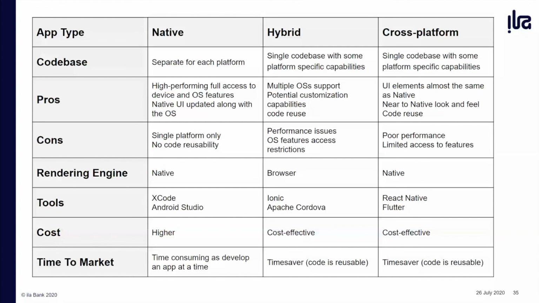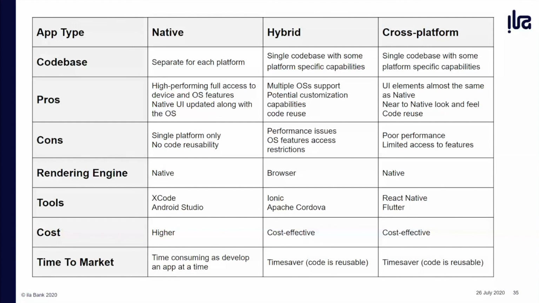Native is time consuming for the same reasons. You need to develop two projects, and it is more complex to have the same look and feel on both platforms when you are developing two different projects. For hybrid, it's more time saving, and also for cross-platform, for the same reason, having one code base rather than two different code bases. So basically, these are the main types of mobile applications.